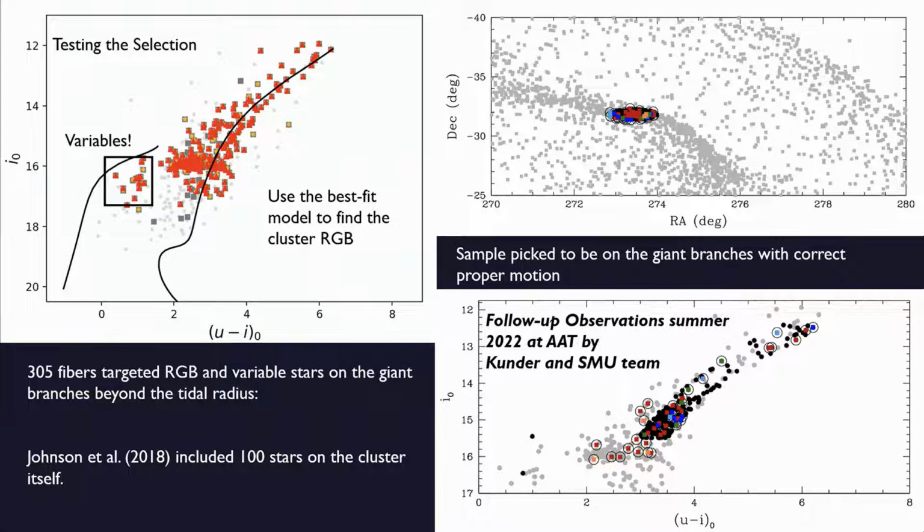So using this data, Dr. Kunder from St. Martin's University modeled where the red giant branch should be, and she used optical fibers that can observe up to 400 stars at once. And this is really helpful because we have a lot of stars to observe, so it makes the process go quicker and makes observations go faster, which is very nice.